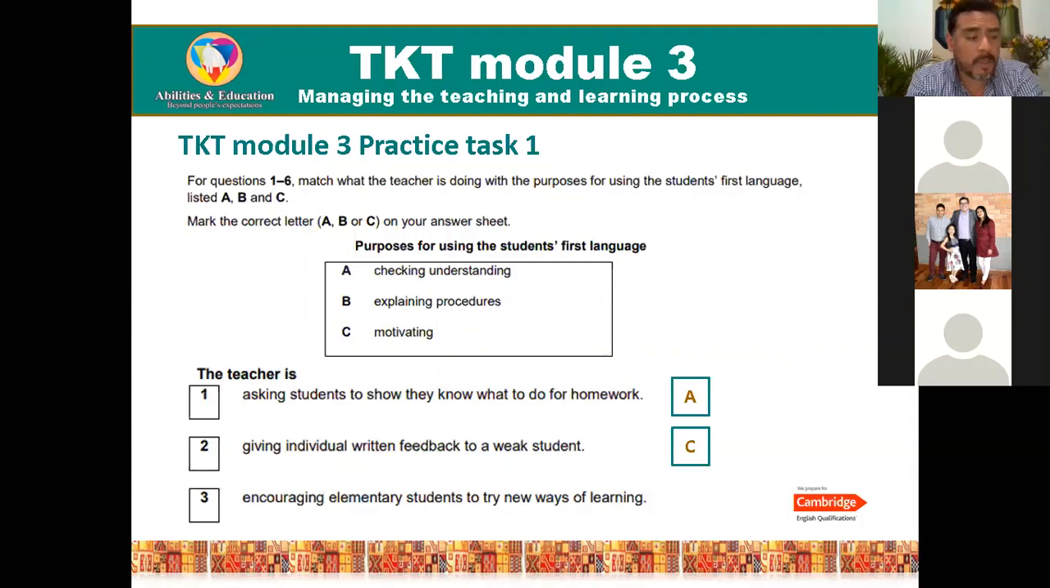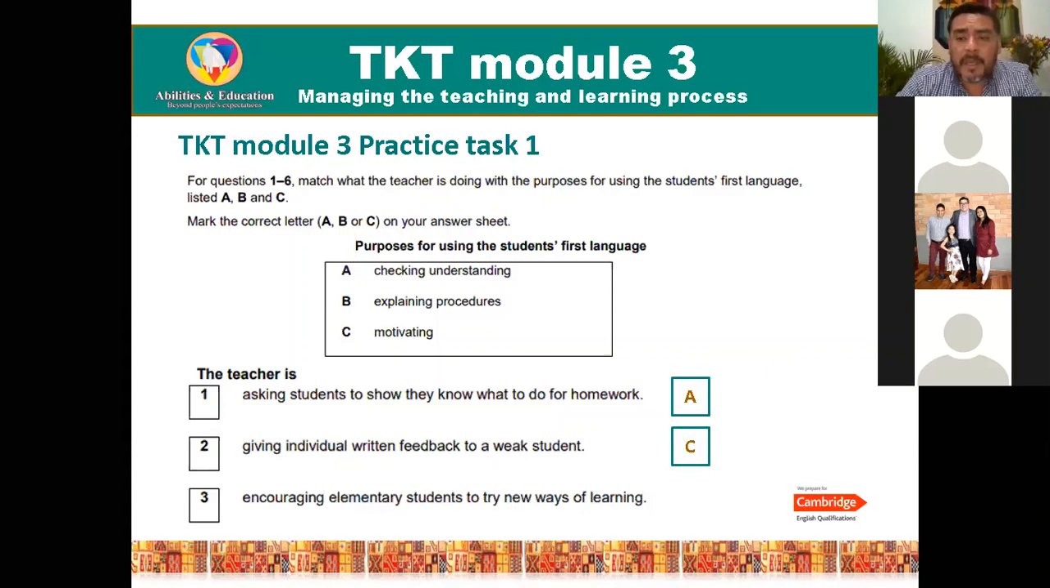Well, I don't know too much about the TKT exam, but I think it is a tricky question, because for me, as I told you, motivating is encouraging elementary students to try new ways of learning. Yes, you are right. So motivating is encouraging. And here you are encouraging the learner by giving the learner individual feedback. So it is not feedback for all the class, but individual feedback. This is why you are motivating, you are encouraging the student. All right? Okay, sure. Okay, number three.